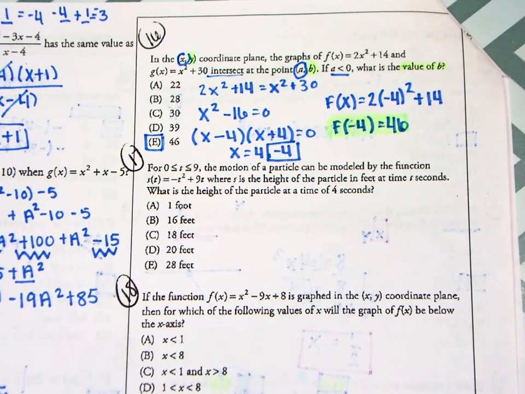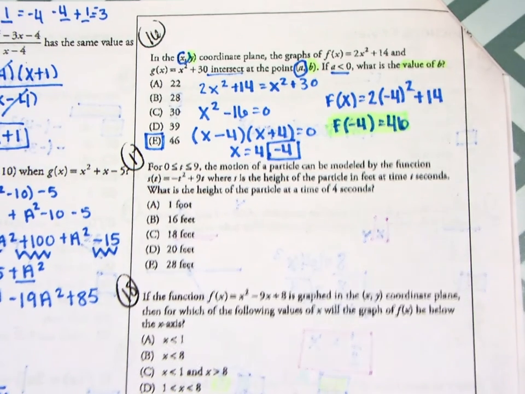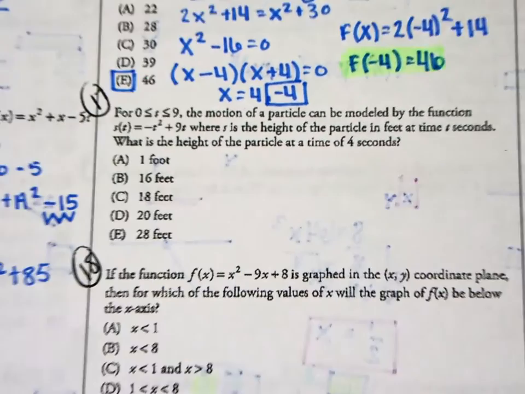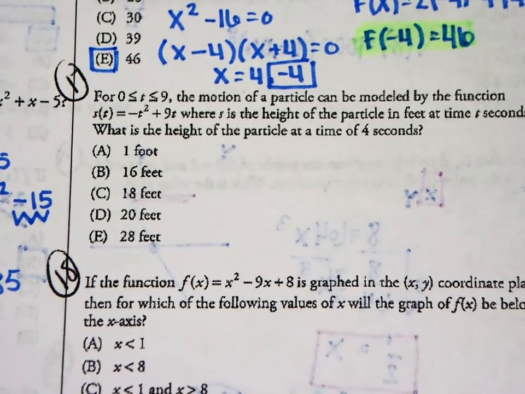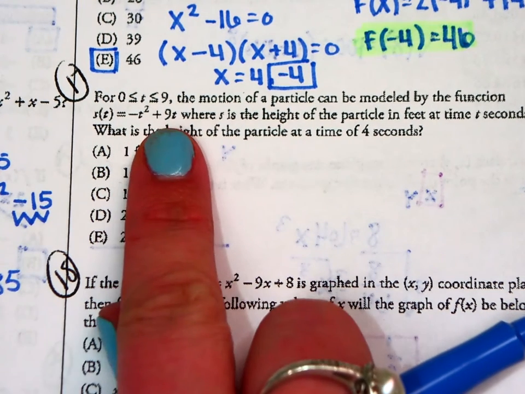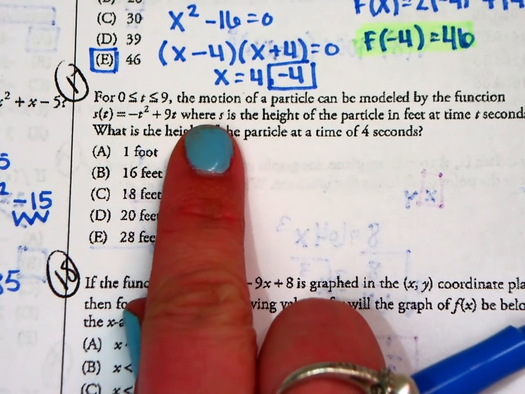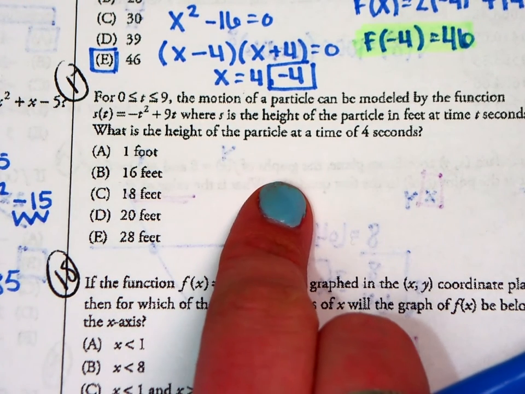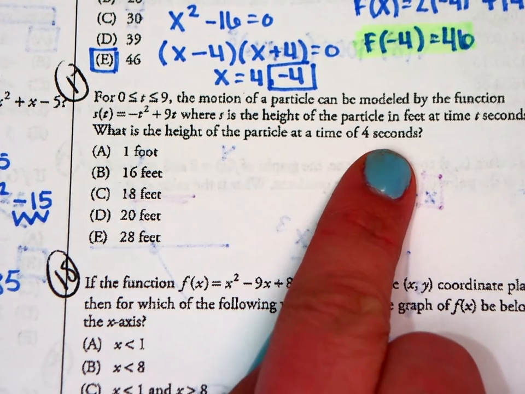All right, number 17. I know this is quite a long worksheet, so this video might be a little bit longer than some of the other ones. For 0 is less than or equal to t is less than or equal to 9, the motion of a particle can be modeled by this function, s equals -t squared plus 9t, where s is the height of the particle in feet and t is seconds. Well, it says, what is the height of the particle at 4 seconds?